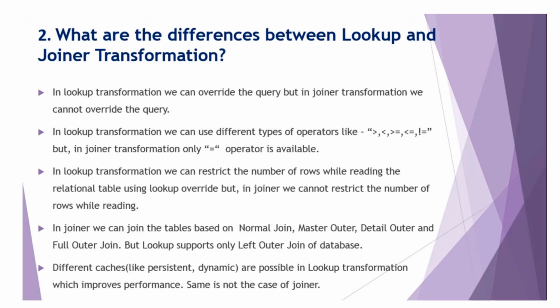In joiner we can join the tables based on normal join, master outer join, detail outer join and full outer join, but lookup supports only the left outer join of the database. Different caches like persistent and dynamic are possible in lookup transformation, which improves performance, but it is not the same for joiner because there is no concept of cache in joiner transformation.